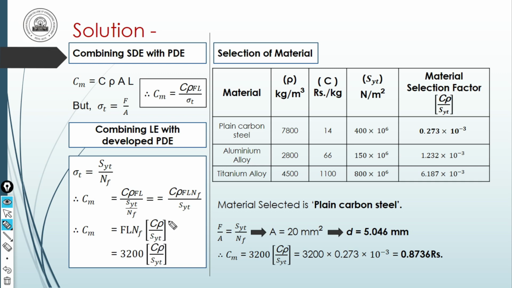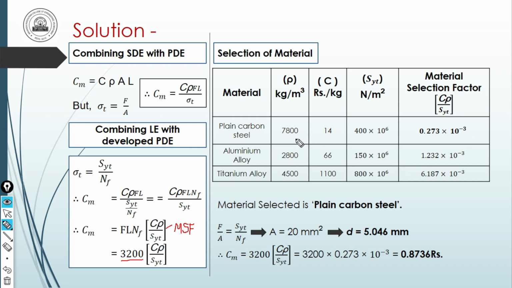So this term, C rho by SYT, is nothing but your material selection factor. Now if we write down the values, force is 4 kilonewton into length 400 mm, so that is 0.4 meters, into factor of safety as 2. So we will get 3200 Newton meter into C rho by SYT. Okay. Now how to select the parameter?